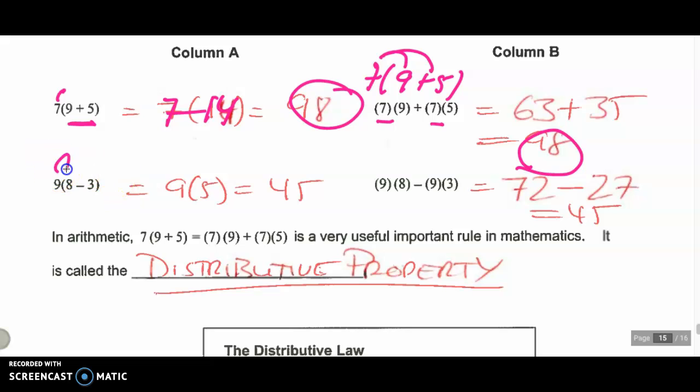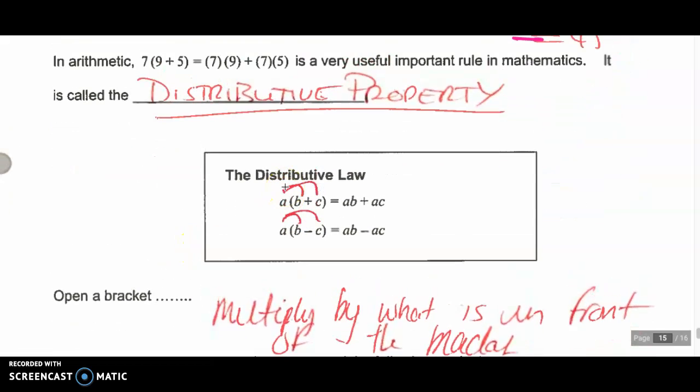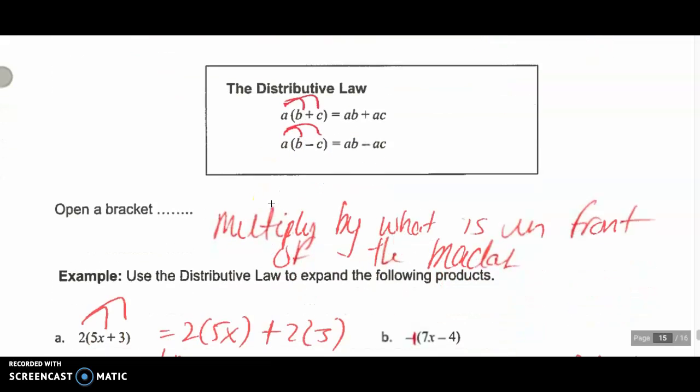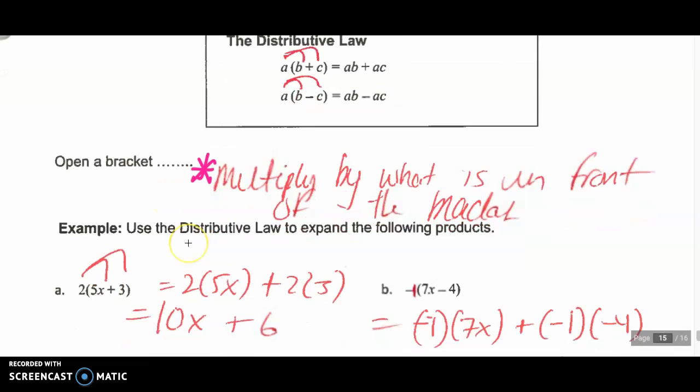Same with this. You get 9 times 8, 9 times 3 over here. With a negative between them, so it's 9 times -3. You end up with 45, which is the same as adding together, and we call that the distributive property. When you have something in front of the bracket, you open it up by multiplying everything in the bracket by what's in front of the bracket. So I say that over and over again: multiply by what is in front of the bracket.